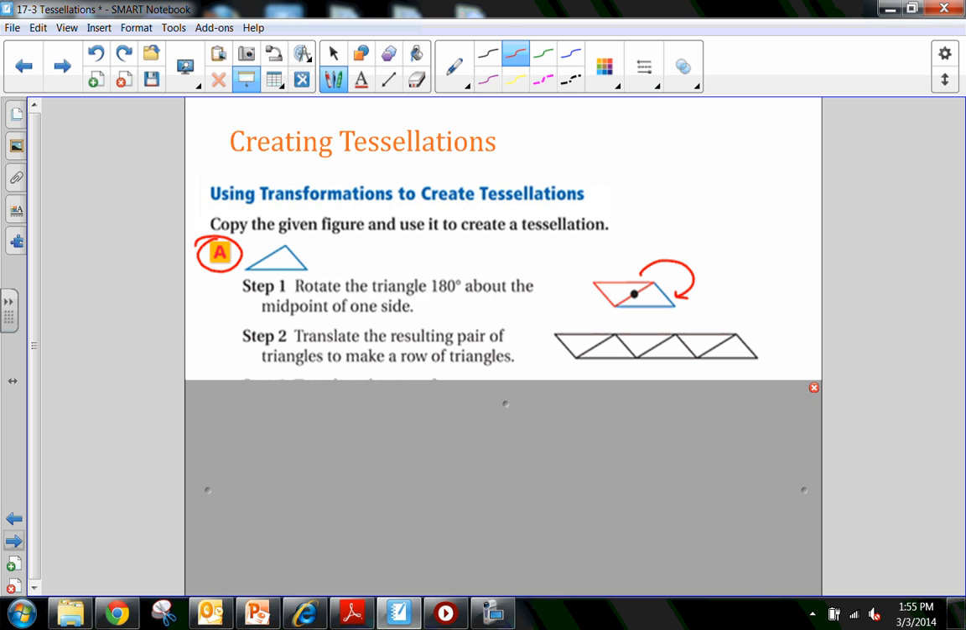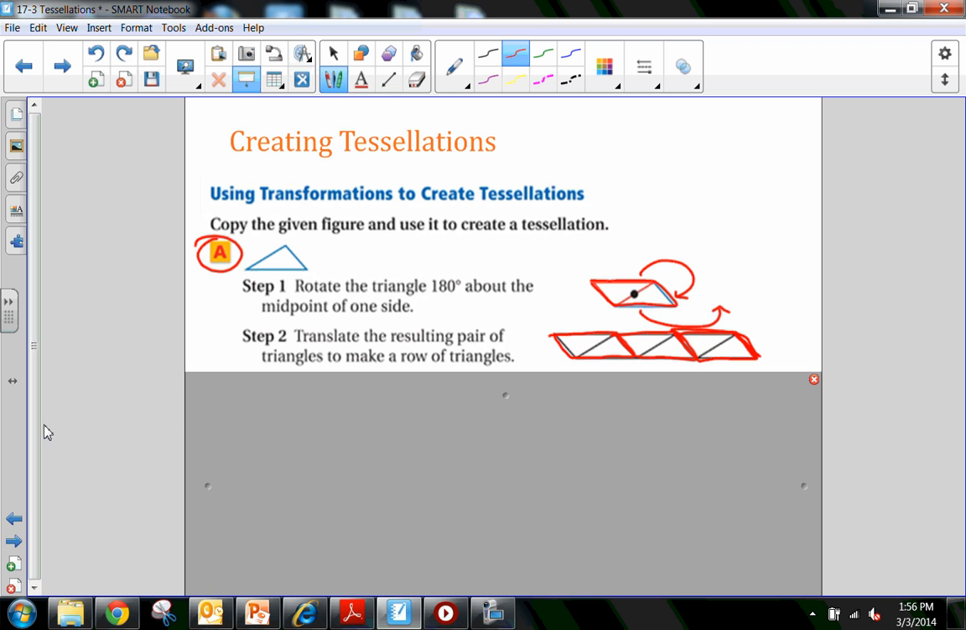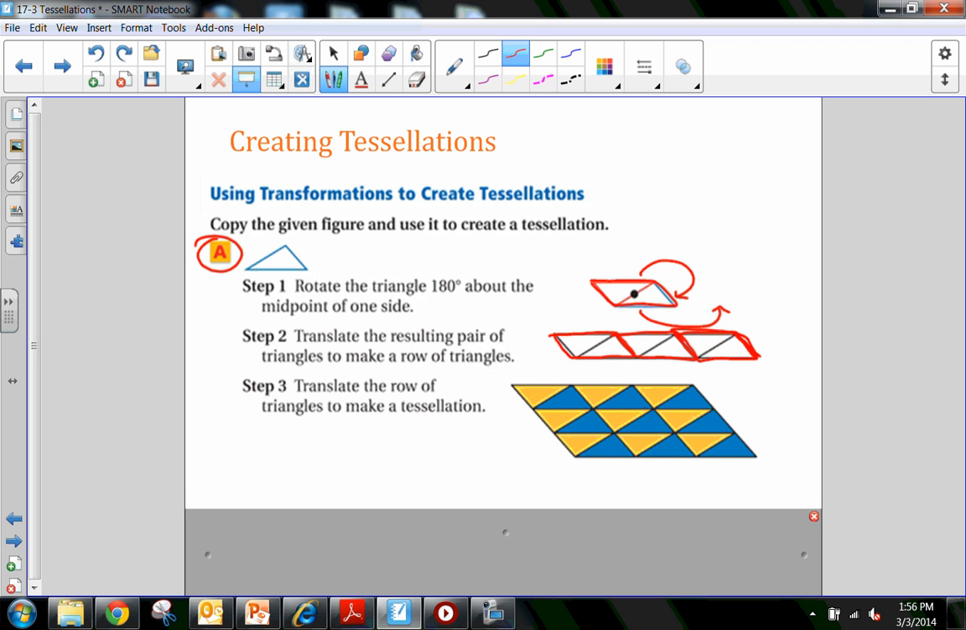The second step is to translate that image. So what we're going to do is basically take this image, that image right there, and translate it to the left. And they do it in this image twice. So you get basically these three blocks, so to speak, and then we translate that whole image down to get this. So this would be a final tessellation.